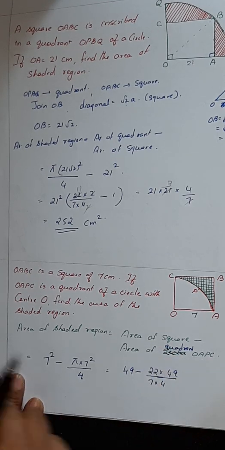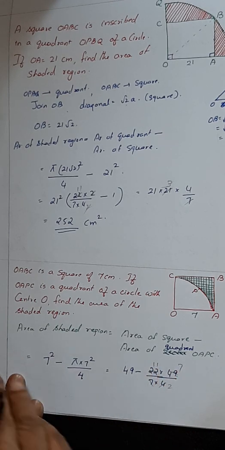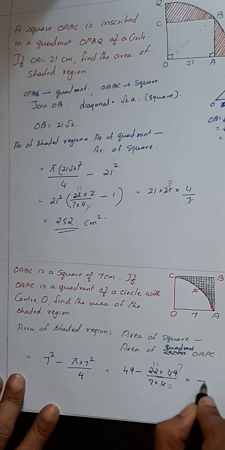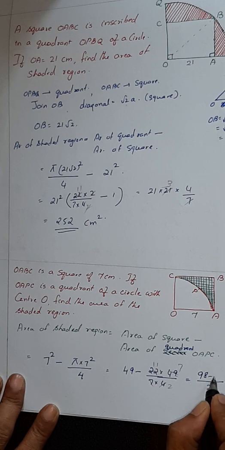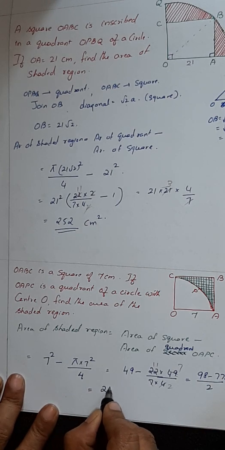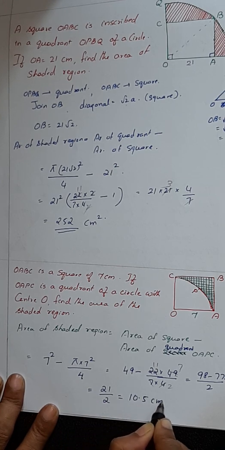Taking the LCM, 98 minus 77 by 2, that is equal to 21 by 2, which is equal to 10.5 centimeter squared.